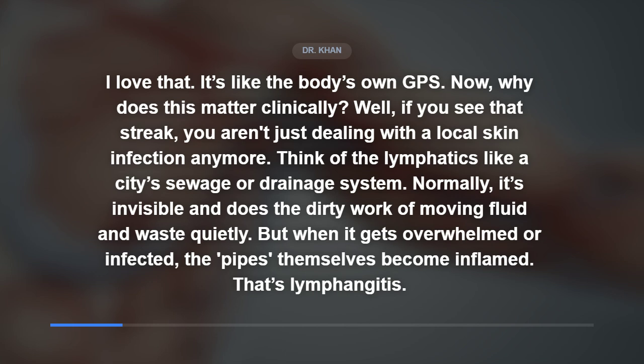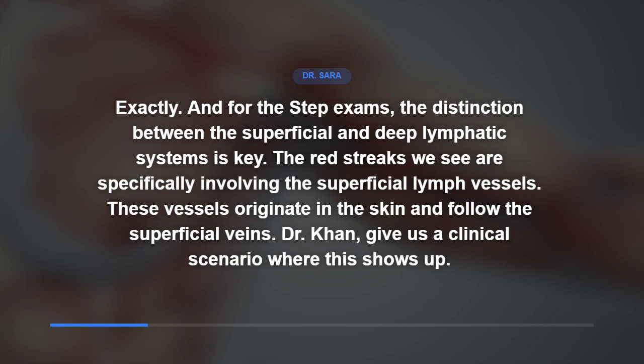Now, why does this matter clinically? Well, if you see that streak, you aren't just dealing with a local skin infection anymore. Think of the lymphatics like a city's sewer or drainage system. Normally, it's invisible and does the dirty work of moving fluid and waste quietly. But when it gets overwhelmed or infected, the pipes themselves become inflamed. That's lymphangitis. Exactly. And for the STEP exams, the distinction between the superficial and deep lymphatic systems is key.